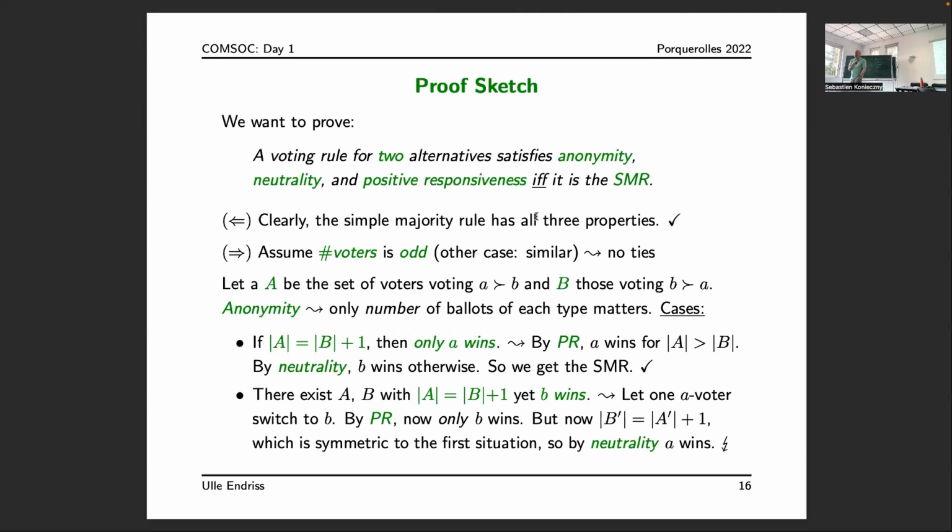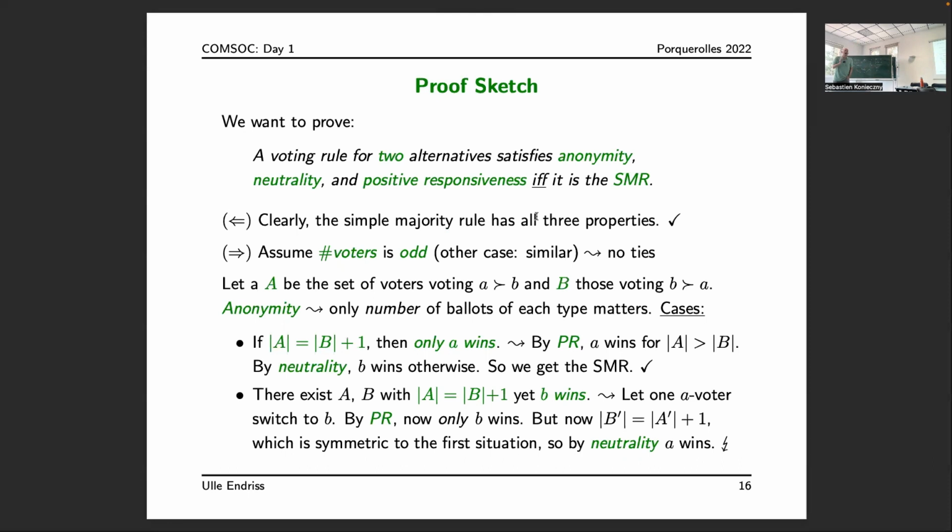On the top, I'm repeating the theorem that we're trying to prove. We've proven one direction already just now with our hands. So the rule does have the three properties. Now we are going for the other direction. That is the interesting one. I will only prove the case where the number of voters is odd. The case where the number of voters is even is very, very similar and not more difficult, so I'm not wasting your time with that here. Let's just assume for now the number of voters is odd. This is enough to understand the basic ideas.